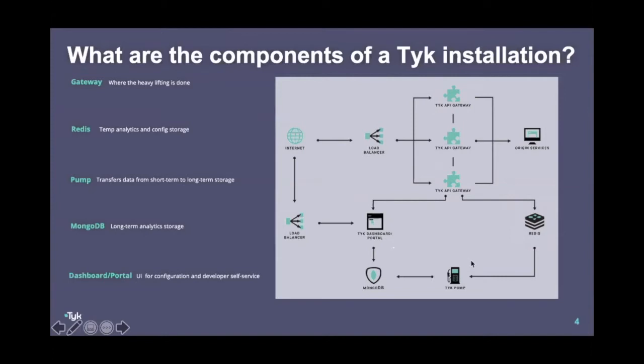The next part is Pump. Tyke Pump is another piece of this architecture that takes data from Redis and pumps it into MongoDB. The purpose of that is because MongoDB is where we do our long-term analytics storage. And then you have this last piece here, which is the Tyke dashboard and portal. That is a UI where you can do configuration of the gateway. Pretty much configuration of the entire platform itself can be done there, as well as exposing a developer self-service portal. And we'll go more into that as well.